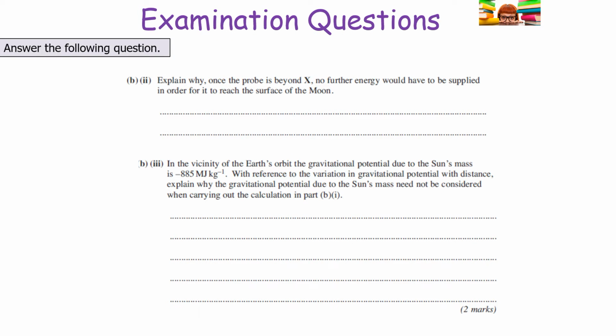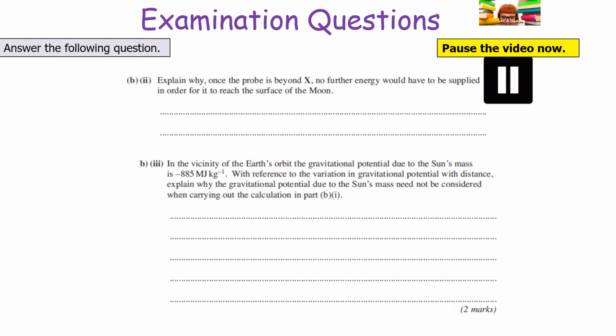Next question. Explain why, once the probe is beyond X, no further energy would have to be supplied in order for it to reach the surface of the moon. And then, in the vicinity of the Earth's orbit, the gravitational potential due to the sun's mass is minus 885 megajoules per kilogram. With reference to the variation in gravitational potential with distance, explain why the gravitational potential due to the sun's mass need not be considered when you carried out your previous calculation. So pause the video now, then unpause the video when you want to go through your answer.